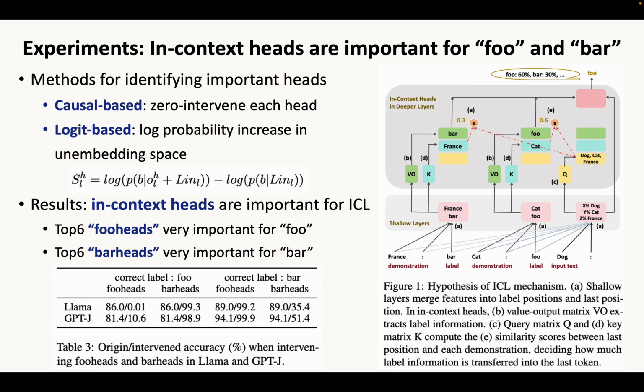Then we identify the important heads using causal-based and logit-based methods. We find 6 full heads which are very important for predicting full, and 6 bar heads which are very important for bar. Specifically, when using 0 vectors to replace the parameters of these heads, the ICL accuracy decreases very much. So we name these heads in-context heads.